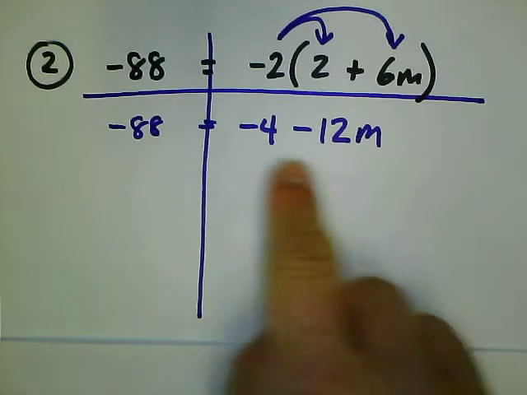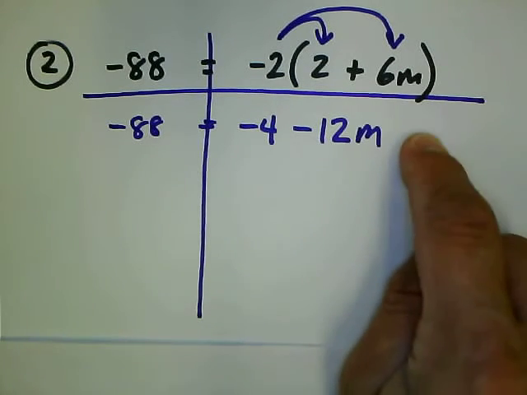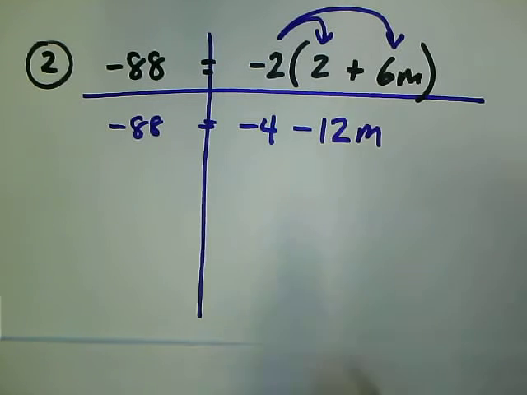Now, there's no combine like terms. There's nothing that's alike on this side or this side. If there was a plus 2, then we'd add the plus 2 and the negative 4. But we're going to get to combining like terms, and we've already done that this year. So if you missed out on the beginning stuff of the year, some of this will be new to you.